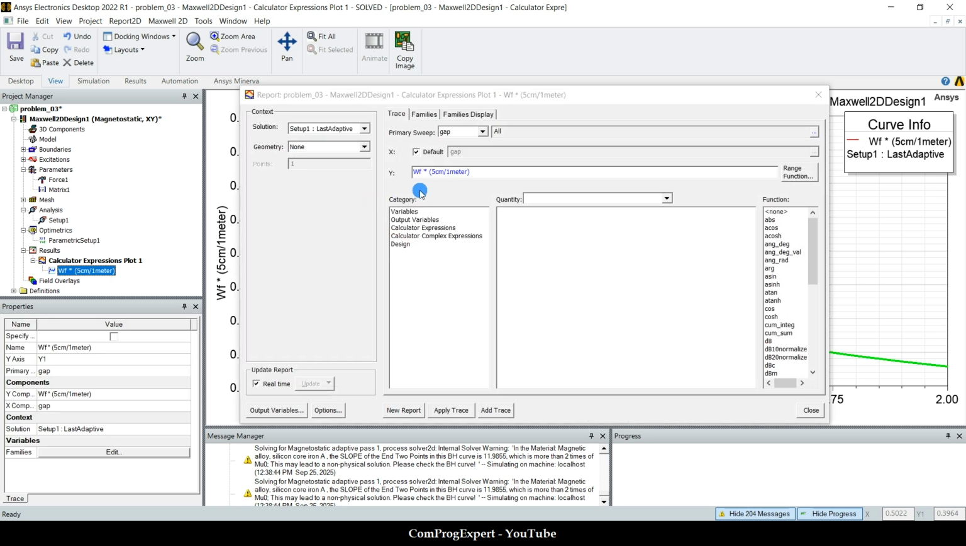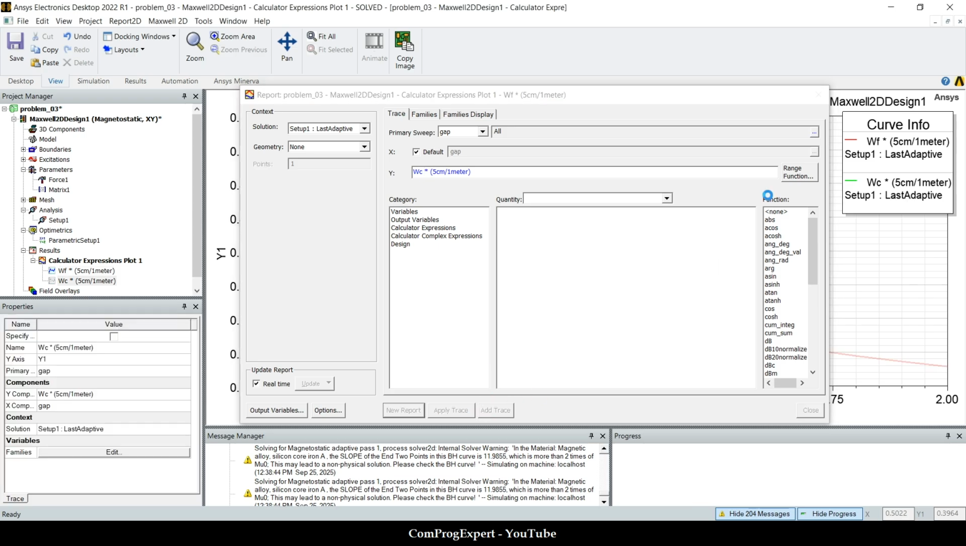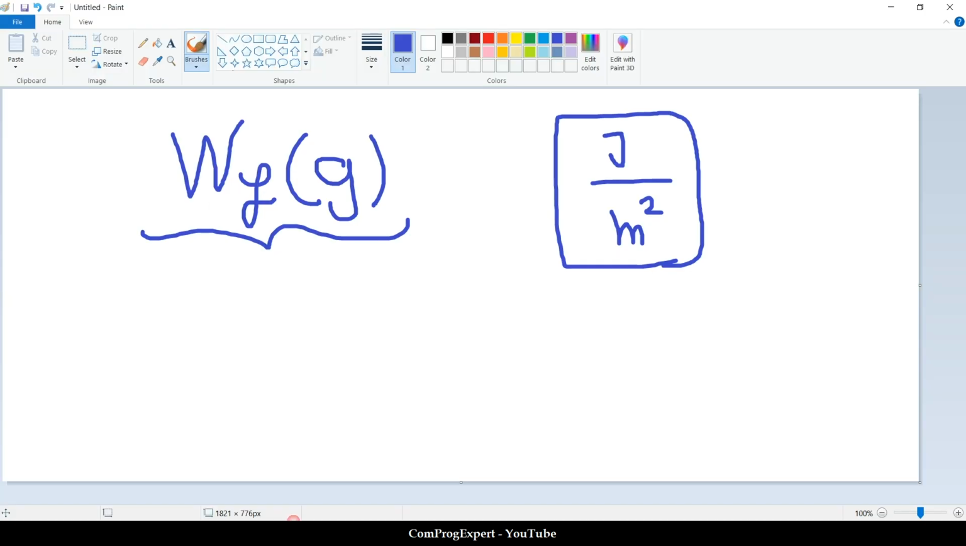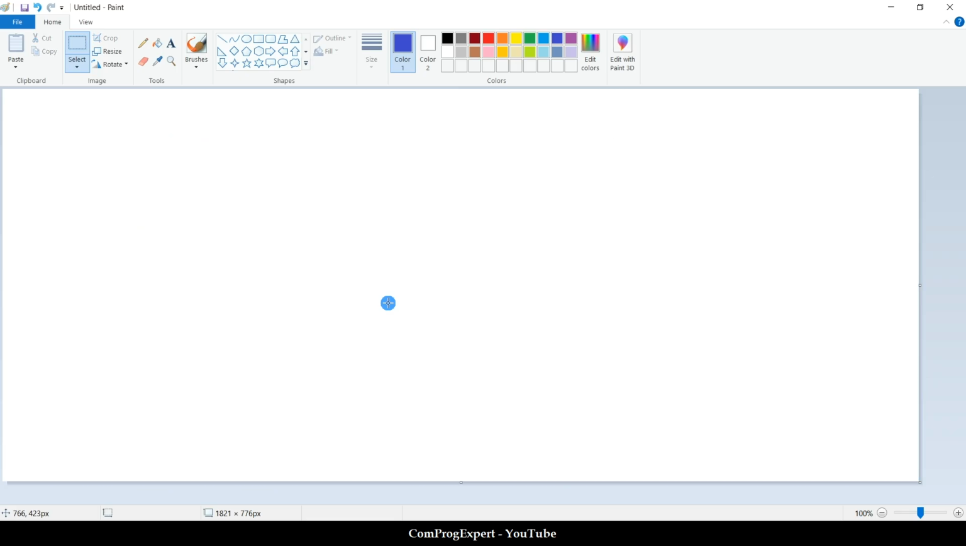Again, we can plot the co-energy modified by the depth of the problem. In this case, as you can see here, the energy and co-energy are the same because we don't have a deep saturation in the problem. But when we have deep saturation, the value of the energy and co-energy are different. So this is the case.